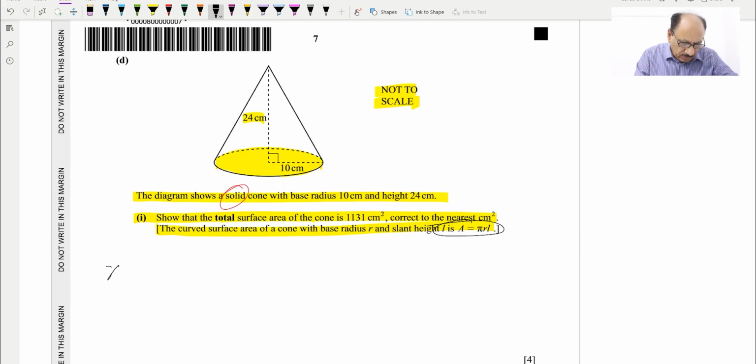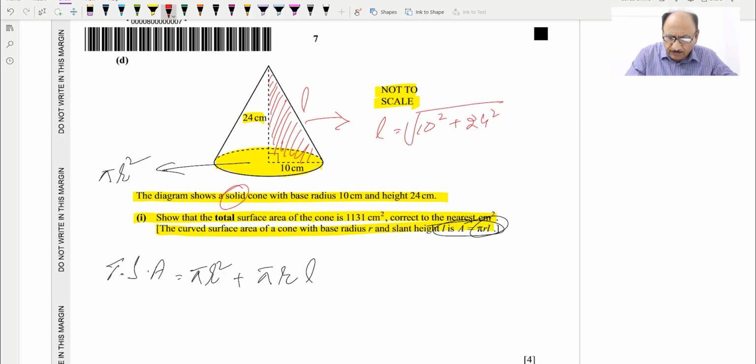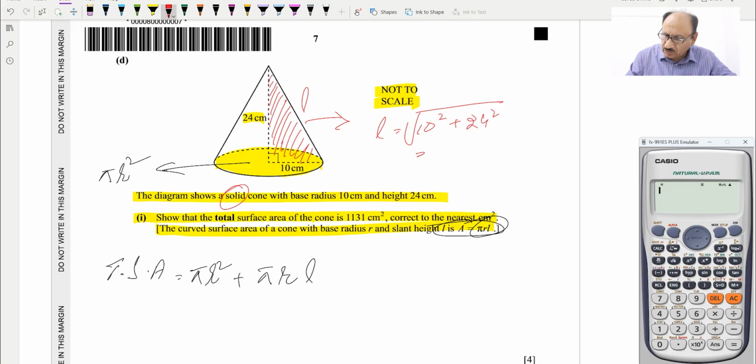So total surface area will be equal to pi r square, which is circular base, plus pi rl, which is curved surface area. We don't have L, so we will be considering this triangle to find the slanting height, and this slanting height we can write as L. So L will be equal to square root of 10 square plus 24 square by Pythagoras theorem, and this is giving us 26.